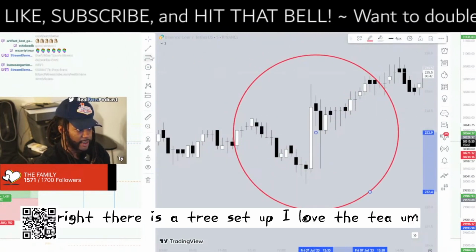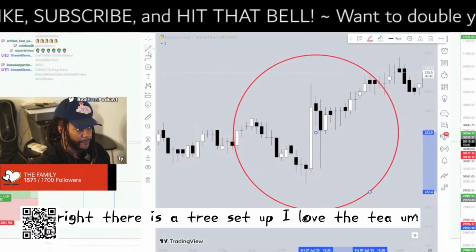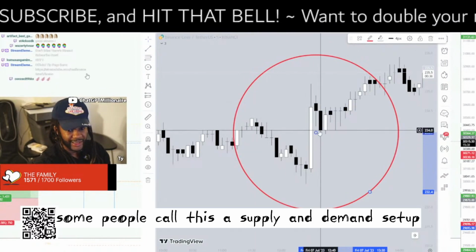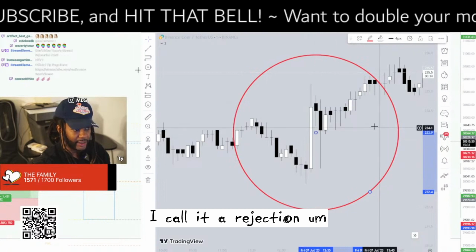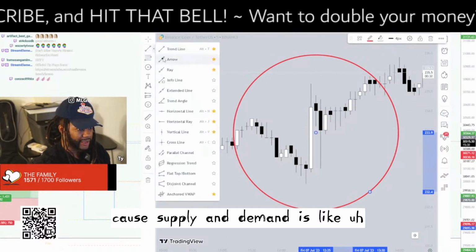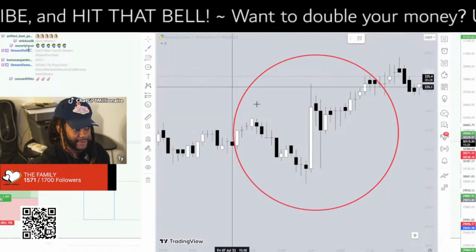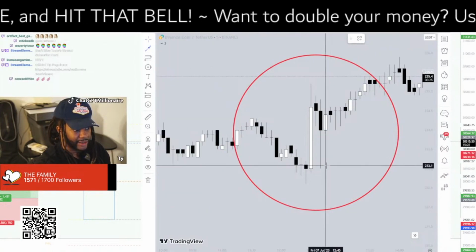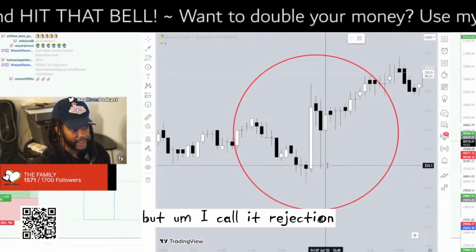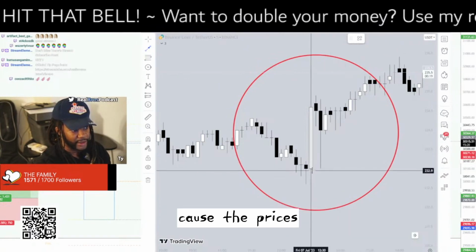Right, there's a trade setup I love to take. Some people call this a supply and demand setup. I call it a rejection. Because supply and demand is like, any candle could be supply and demand for me, but I call it a rejection because of the price.